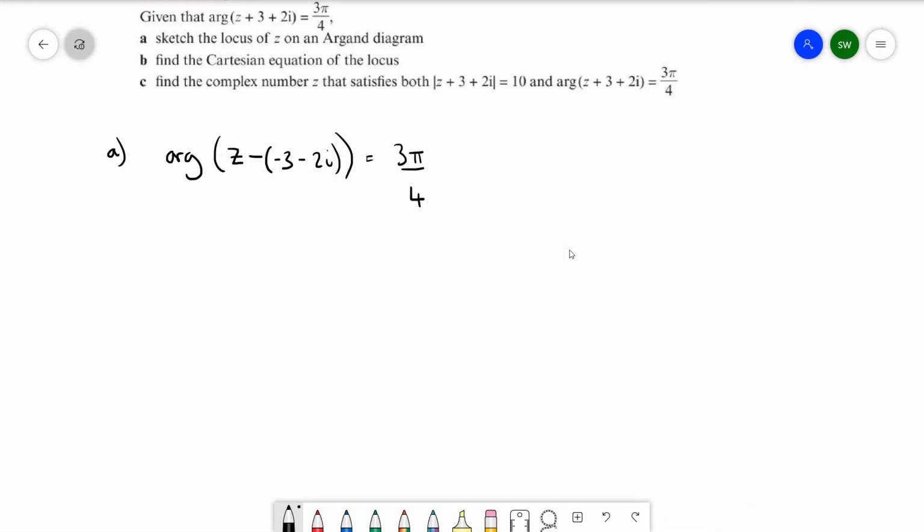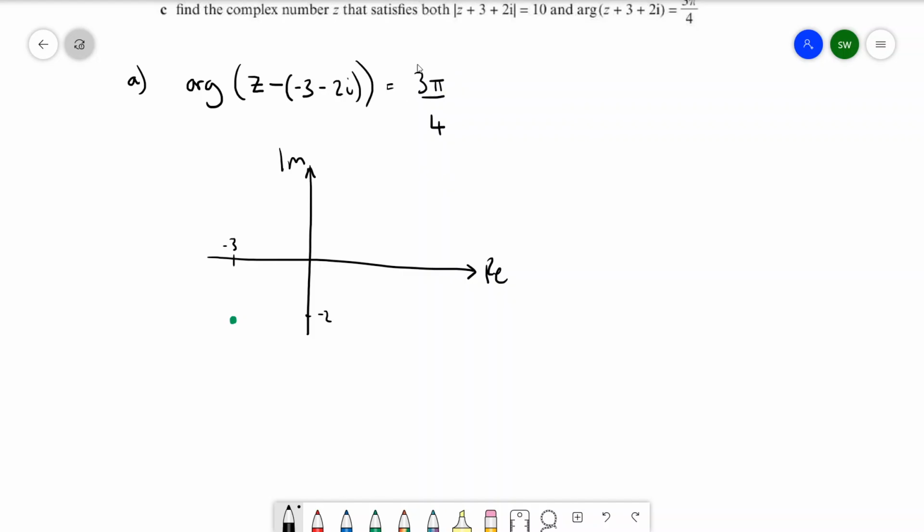So we've done quite a few of these now. We know that this is going to be a half line, which starts at the complex number minus 3 minus 2i. So let's sketch minus 3 minus 2i. I'm going to label minus 3 minus 2i as a green dot. And we know that it's going to be a half line which comes off at an angle of 3 pi over 4. So 3 pi over 4 is going to be like that, and it makes that angle with the positive horizontal. So I'm going to label that as 3 pi over 4.